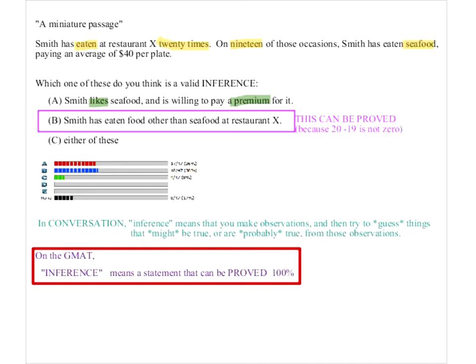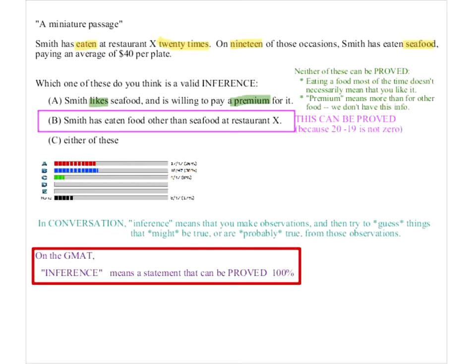So in the first case, eating a food most of the time doesn't mean you like it. It may be a health issue, it may be a religious issue, it may be that maybe that's all restaurant acts usually have. And also premium would mean more than you pay for other food. And we have no information about other food.